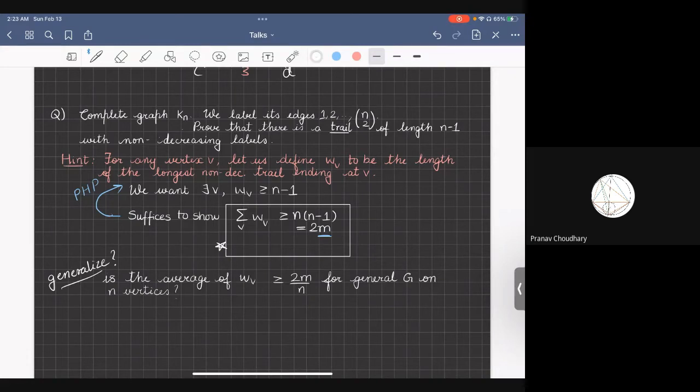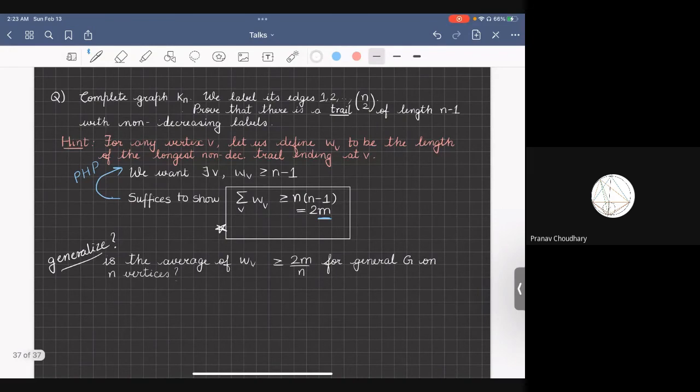Maybe we could induct on the number of edges or something. So what I'm trying to say here is that suppose G has n vertices, m edges, and we can define everything as before, right?